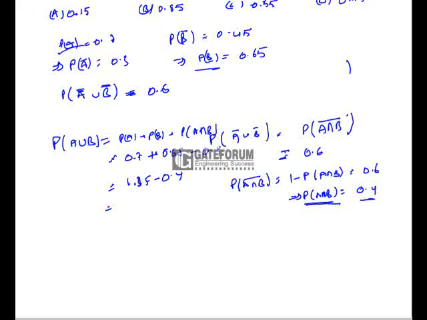Sorry, here P of B bar is 0.45. That means P of B will come as 0.55, not 0.65. So P of B is 0.55. This is 0.7 plus 0.55, which is 1.25. 1.25 minus 0.4 is 0.85. So the probability that at least one of A and B occurs is 0.85. So the correct option is option B.